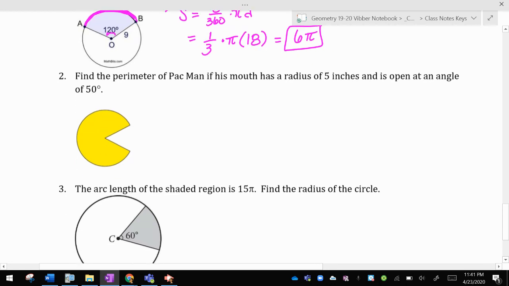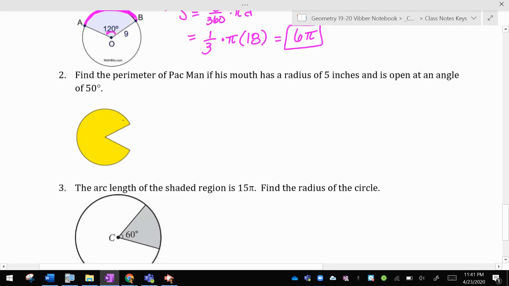Number 2, find the perimeter of Pac-Man. Okay, so if I want the perimeter of Pac-Man, I want not only the arc length, but I also want these two segments here. So find the perimeter of Pac-Man if his mouth has a radius of 5. And it's open at an angle of 50 degrees. Cool. All right, so far in my perimeter, I know I have 2 5s, but then I also need this arc length S for this back piece.